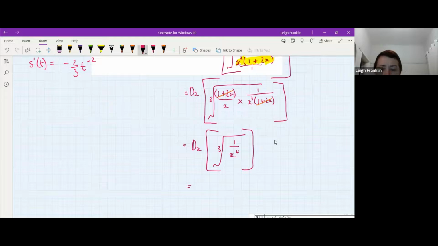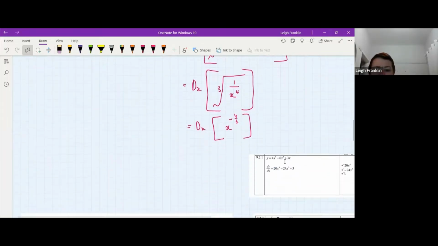Okay, now what I need to do is I need to remove my radical, and I need to take my x to the power of 4 to the numerator. Okay, so I'm going to write this as dx, and then here I'm going to write this as x to the power of negative 4 over 3. Does that make sense to everybody? Okay, so I have done a couple of things here. I've gotten rid of the radical, and I have written x to the power of 4 in the numerator and changed the sign of the exponent. Are we all happy with that?